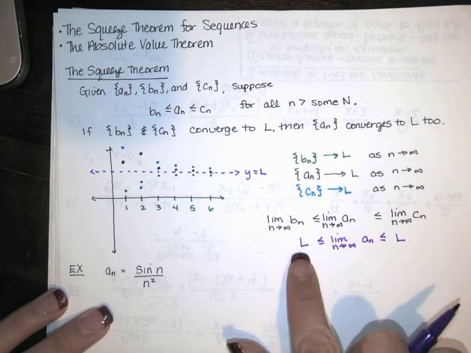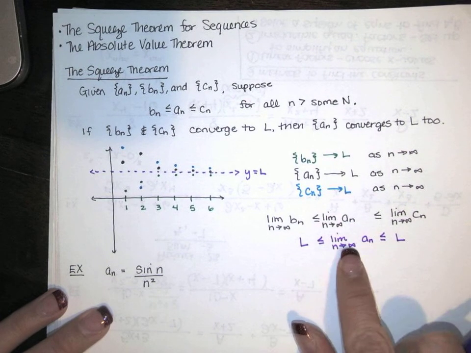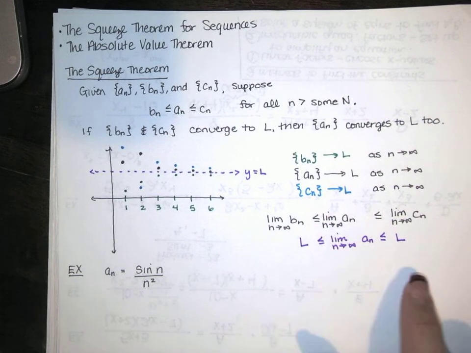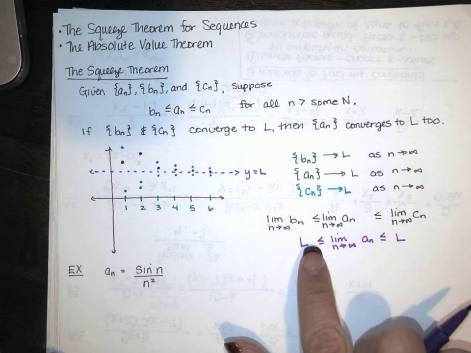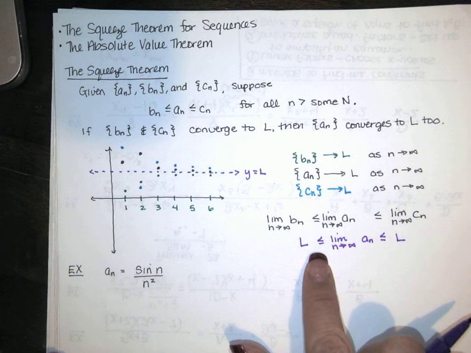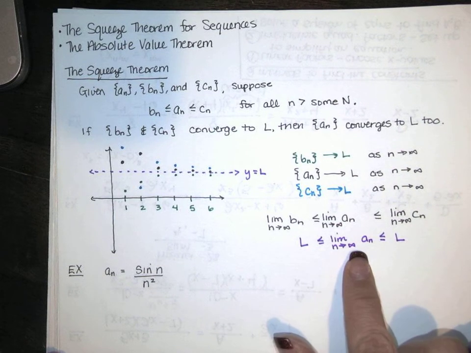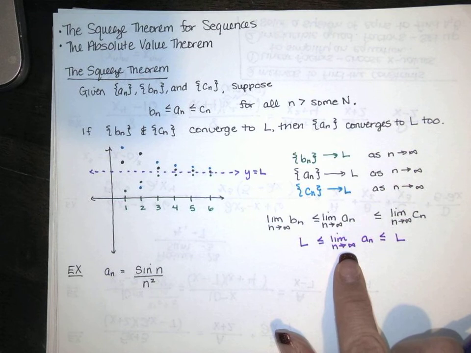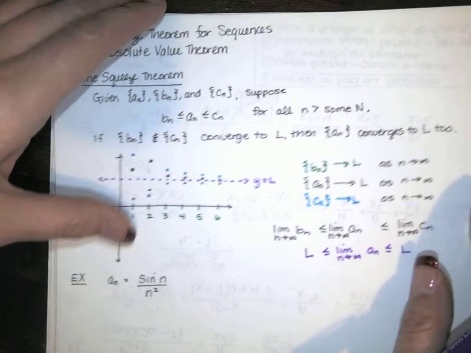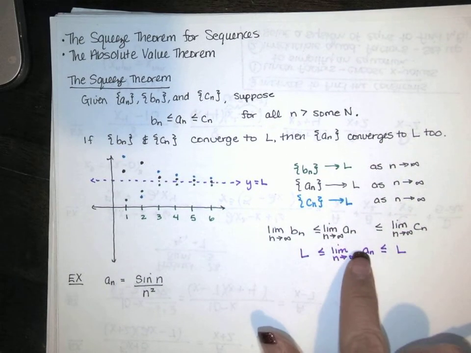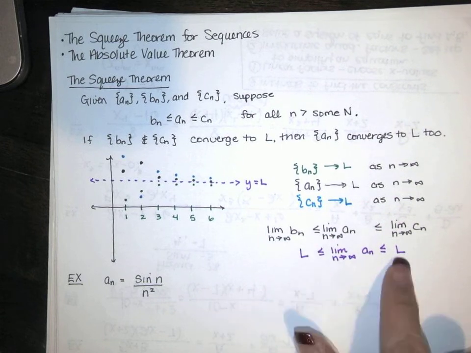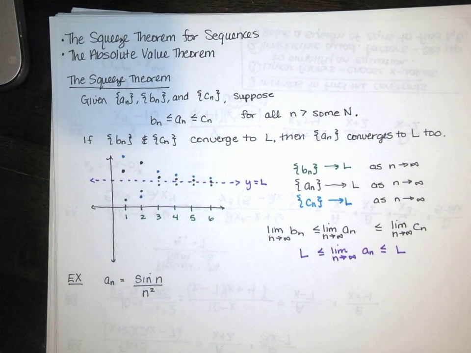So this limit is greater than or equal to L, and it's less than or equal to L. The only value it could possibly be to be less than or equal to L and simultaneously greater than or equal to L is L. So that's what the squeeze theorem says. If A sub n is squeezed in between these two sequences and these go to L, the one in the middle has to go to L too.